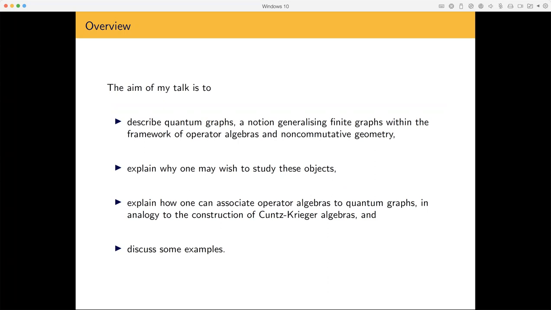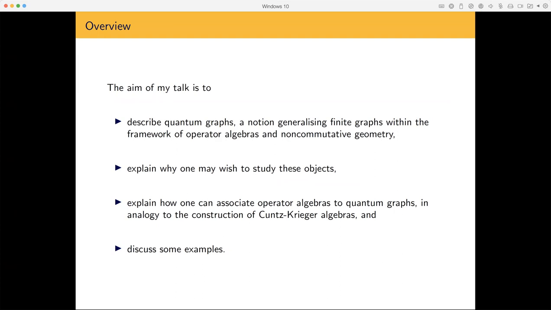What I plan to do is spend some time to tell you about the key ingredient in this whole construction, which are quantum graphs. They are a generalization of finite graphs and have appeared recently in a number of contexts, and I think provide a very interesting playground to try things. It involves both ideas from combinatorics and ideas from operator algebras. So that's what makes this interesting.